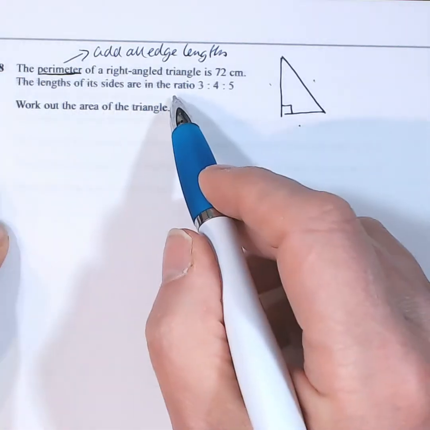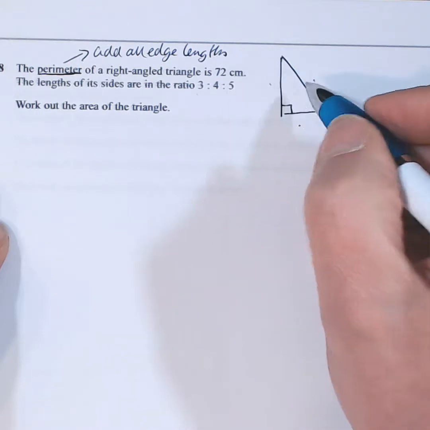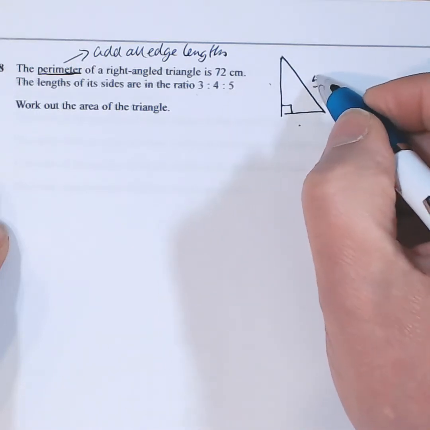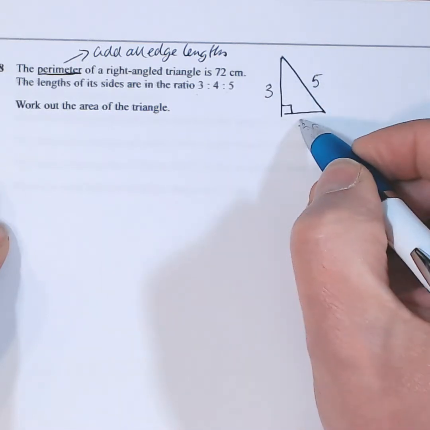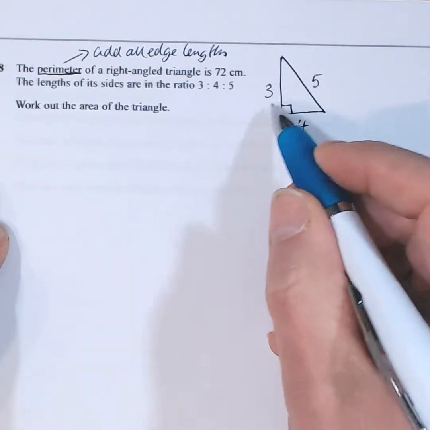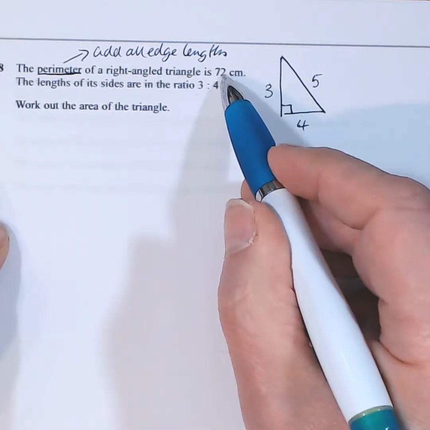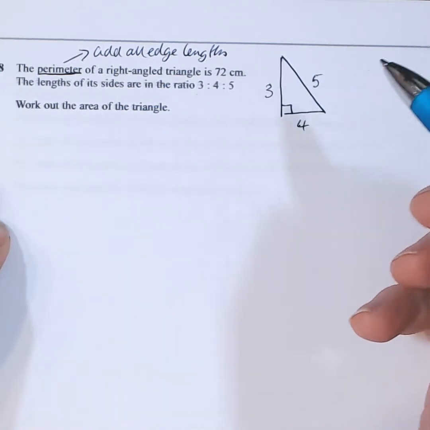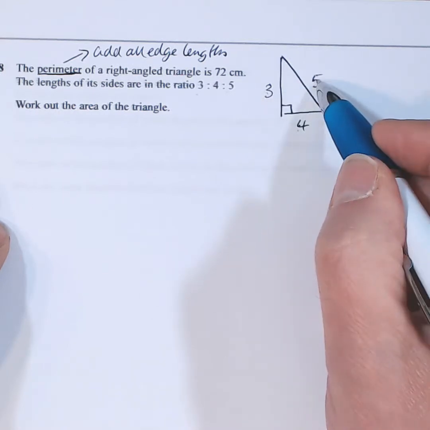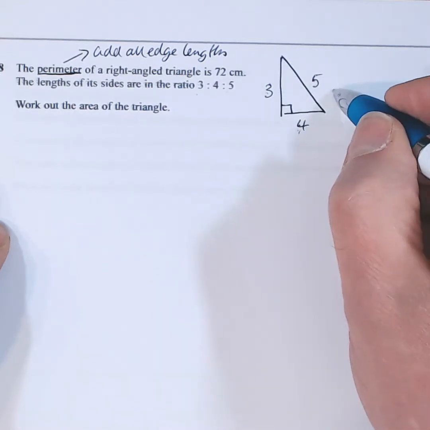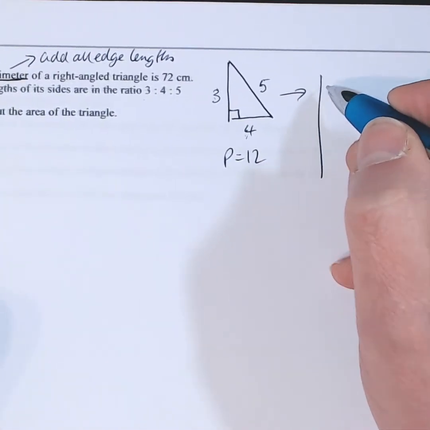But it's telling us that the ratio of the lengths is 3 to 4 to 5. So we know the longest length must be the hypotenuse of the right angle triangle, and then the other two could be either. So we know the ratio is telling us that the smallest triangle possible for this would have been 3, 4 and 5, but they're telling us it's actually 72. So we've got a couple of ways we can do this. We could recognise that these numbers would add up to 12, and therefore this has got a perimeter of 12, but the question says we want a perimeter of 72.